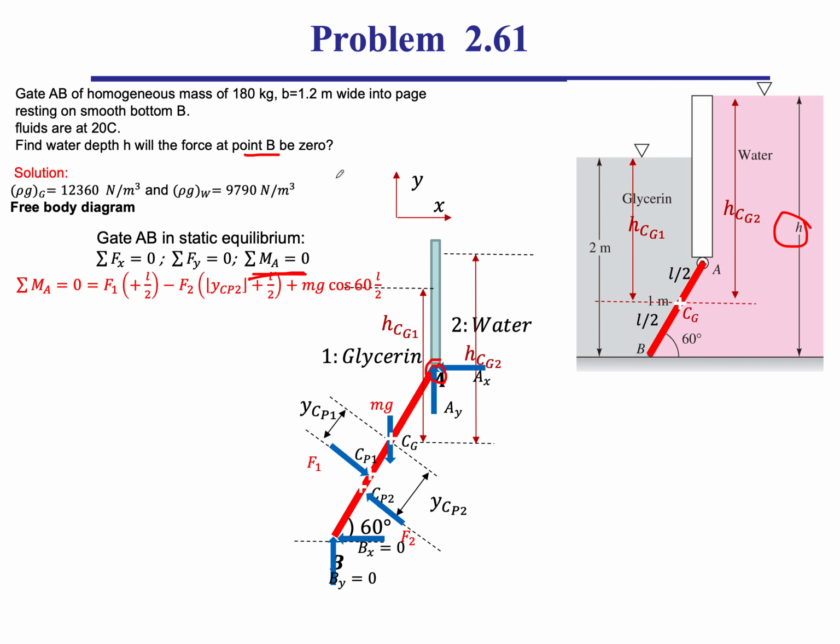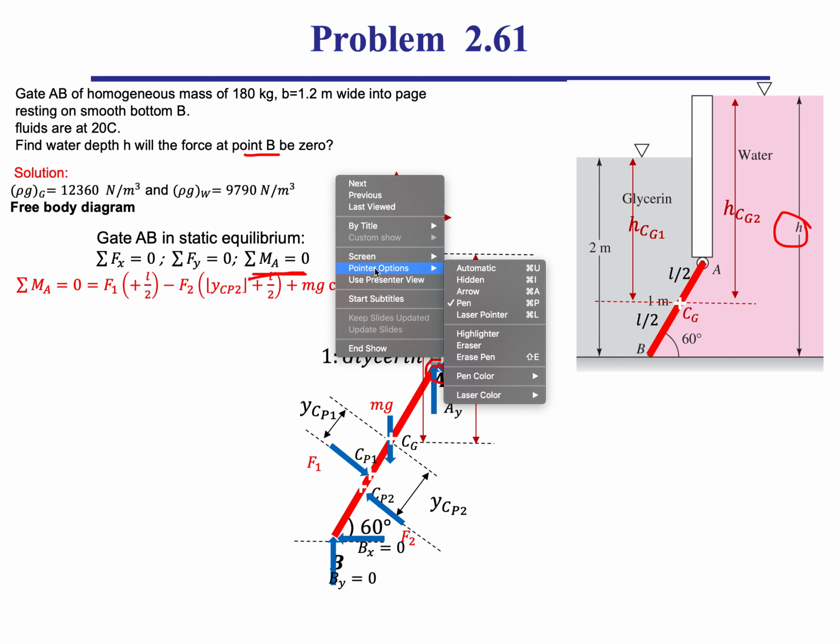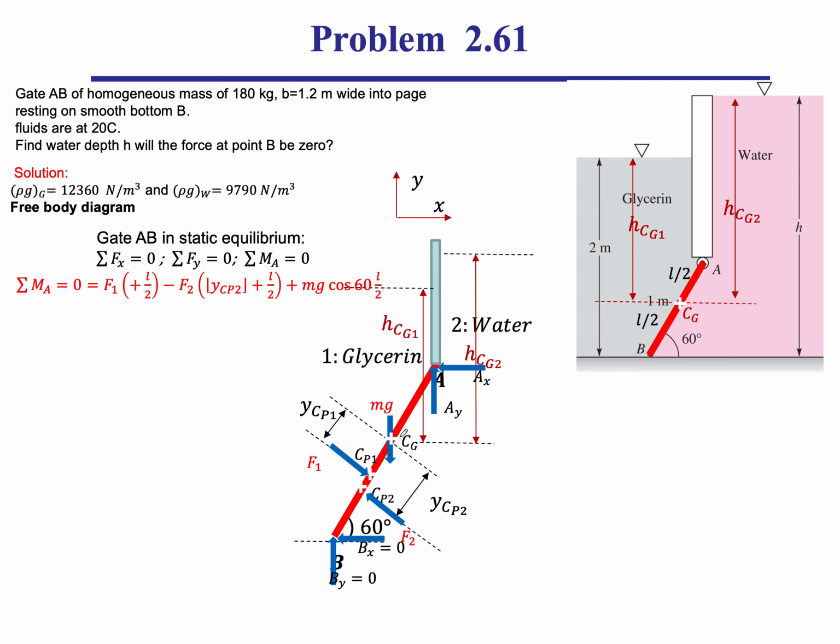And the moment around point A, well, let's see. Force F1. Here's the nice thing. Force F1, because it comes from the pressure force, is going to be perpendicular to the gate at 90 degrees, and it's going to be pointing towards the gate. So we know the direction and we know the orientation.